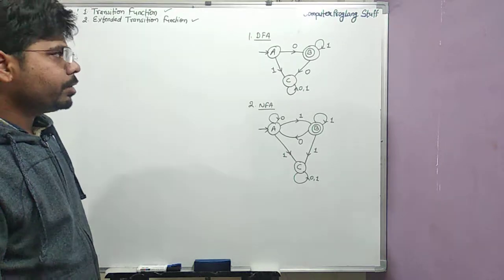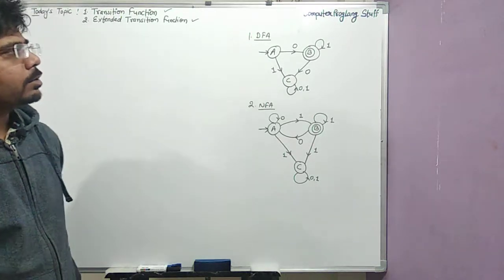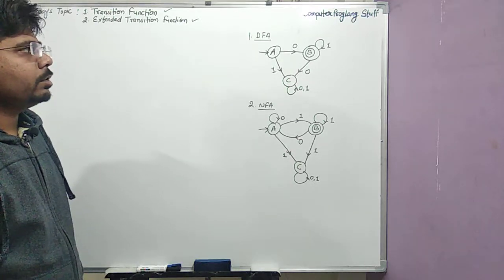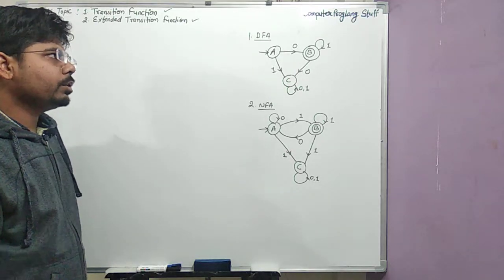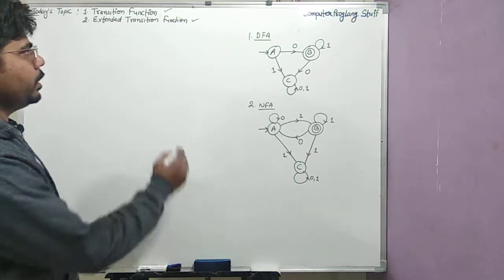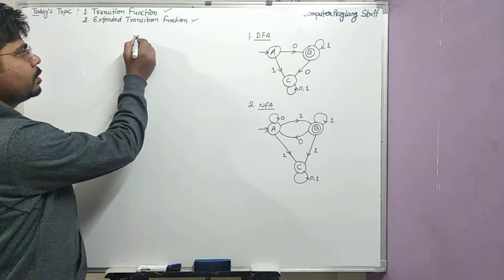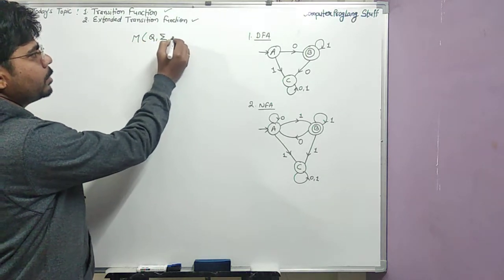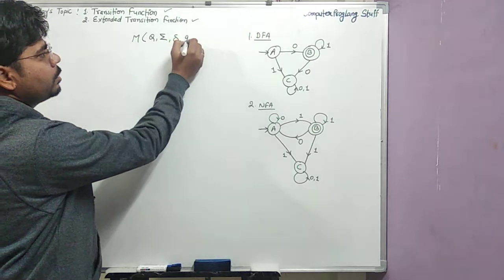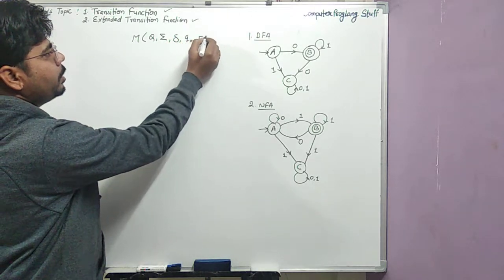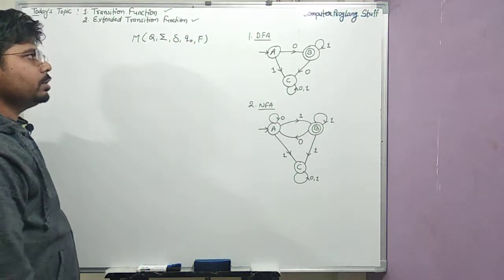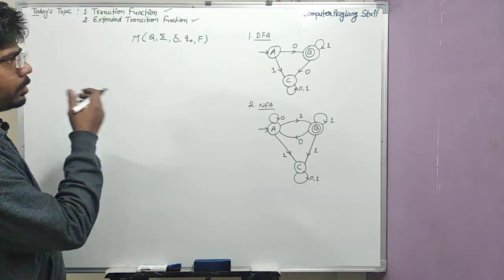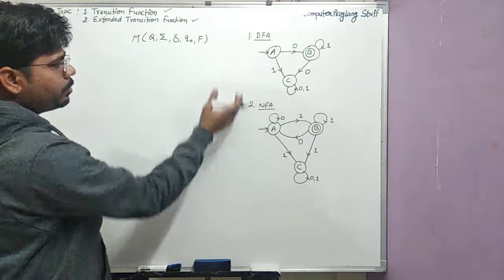In the previous lecture we discussed the description of DFA and NFA, and we also discussed the mathematical model where we used 5 tuples. And what are those 5 tuples? M, Q, summation, del, Q naught and F. These are the 5 tuples to define the FSM, and the FSM can be DFA or NFA.